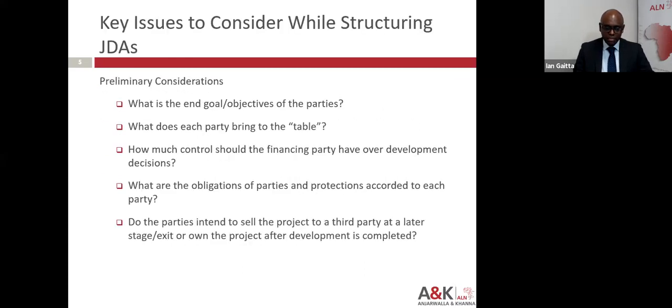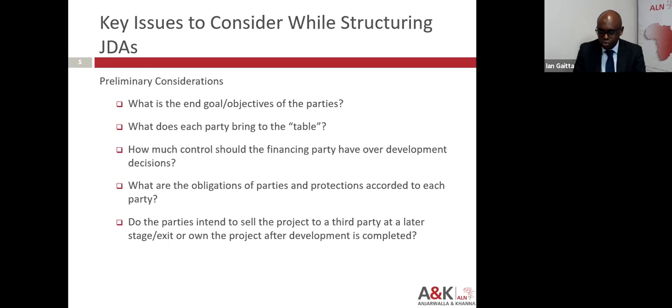Then what are some of the key issues that parties would be concerned about while structuring their JDAs and recording what has been agreed in the JDA? Some of the preliminary considerations that parties need to flesh out are, for example, what are the objectives of the parties? What does each party bring to the table, if you will? Because, for instance, there will be those parties who are simply finance parties, but will not necessarily be involved in the actual development of the project.